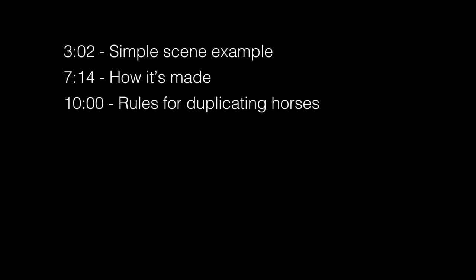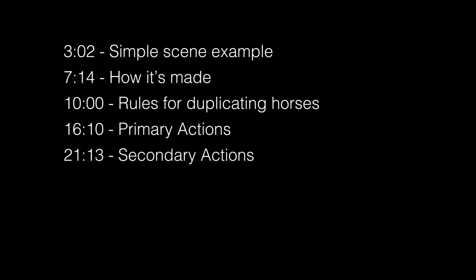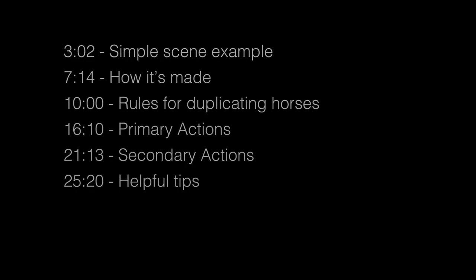I'm going to start by showing you how to use the effect in the simplest scene possible, just to give you an idea of how it works. And then I'm going to explain the effect and kind of summarize how it's made. Then I'll explain some basic rules for duplicating horses or copying horses into a new comp. And then I'll go into customization. I'll go over the primary actions and how to transition from action to action. And then I'll go over the secondary actions. And lastly, I'll have some helpful tips on using the horses.